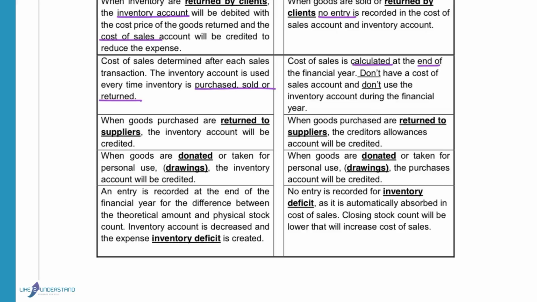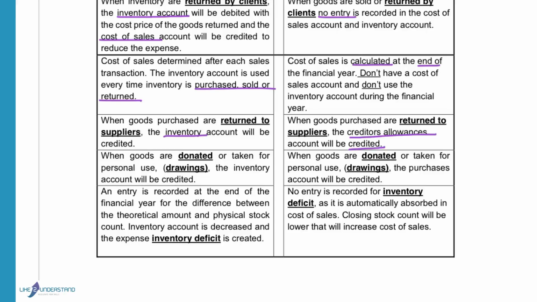When goods purchased are returned to suppliers, the inventory account is credited to reduce the inventory on hand. When goods purchased are returned to suppliers, the creditors allowances account will be credited. So when we buy goods, we increase the purchases account, and when we return goods to creditors, we will record it in the creditors allowances account on the credit side to reduce the expense.